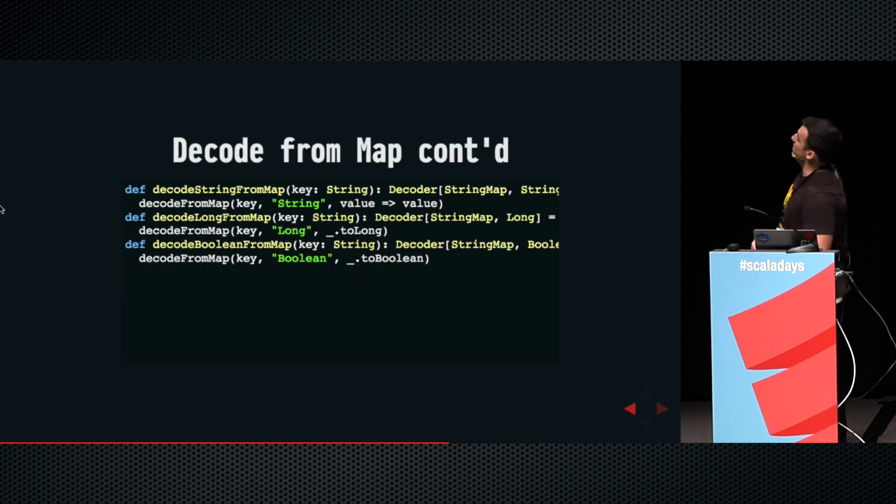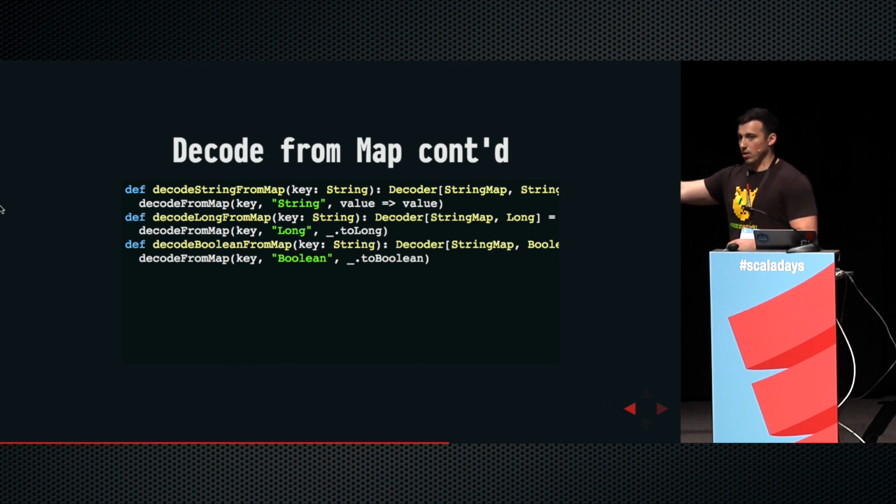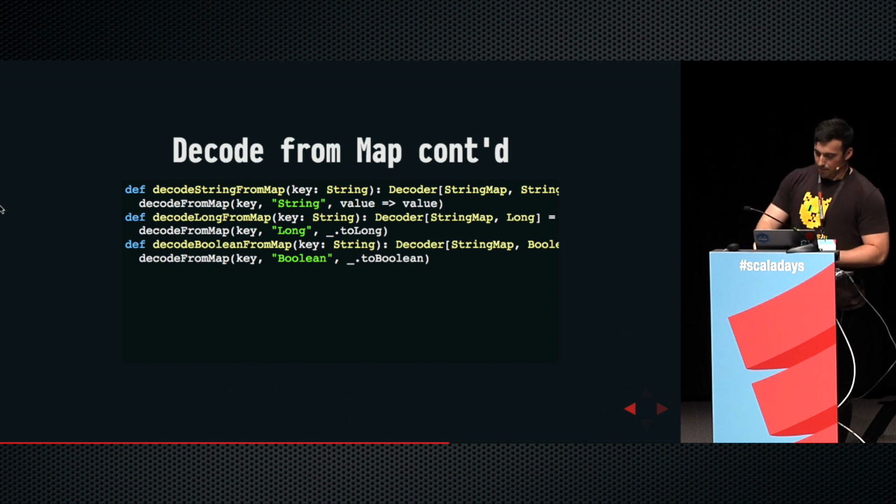But for other cases, like decoding a long or Boolean, those values may parse or fail to parse, in which case you want to capture those exceptions. So our helper allows for that. So here we just built up a bunch of arrows from a map string to long, to string, to double. And we're able to do that very, very easily.